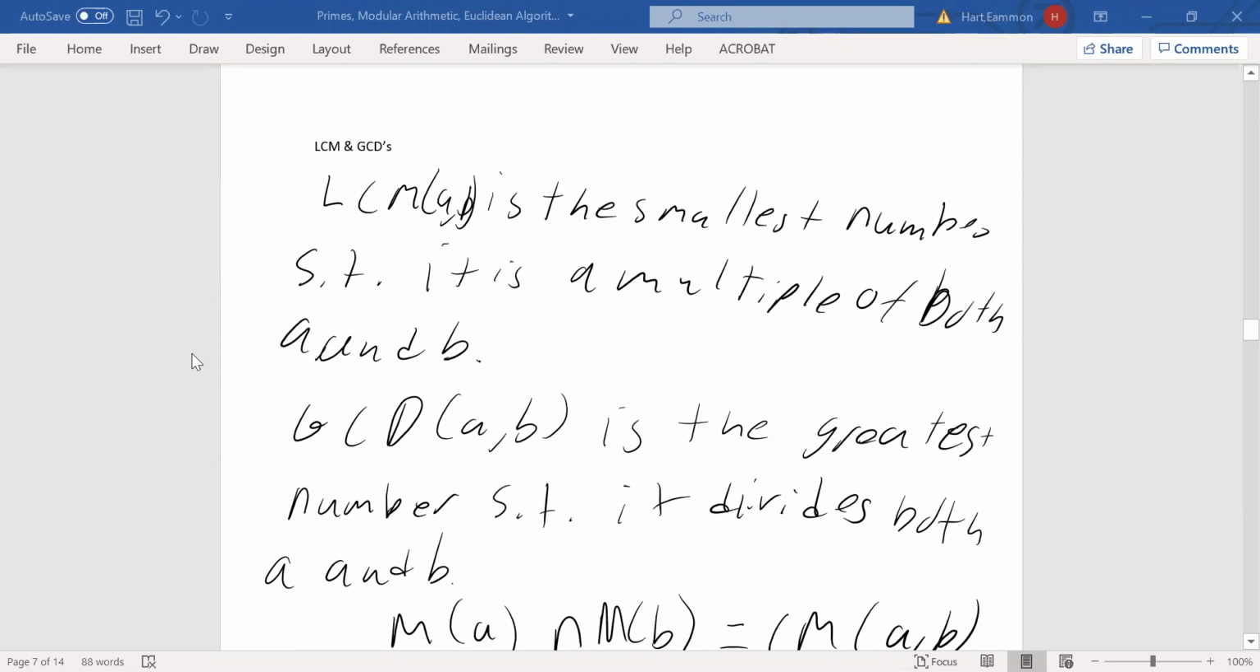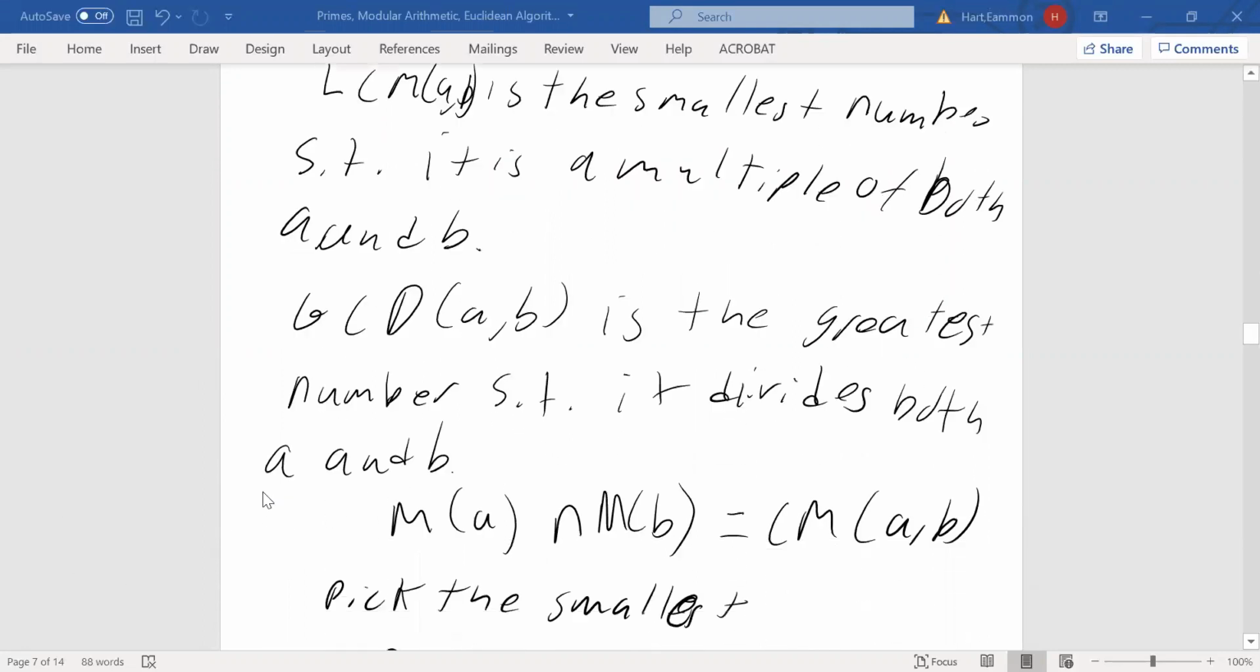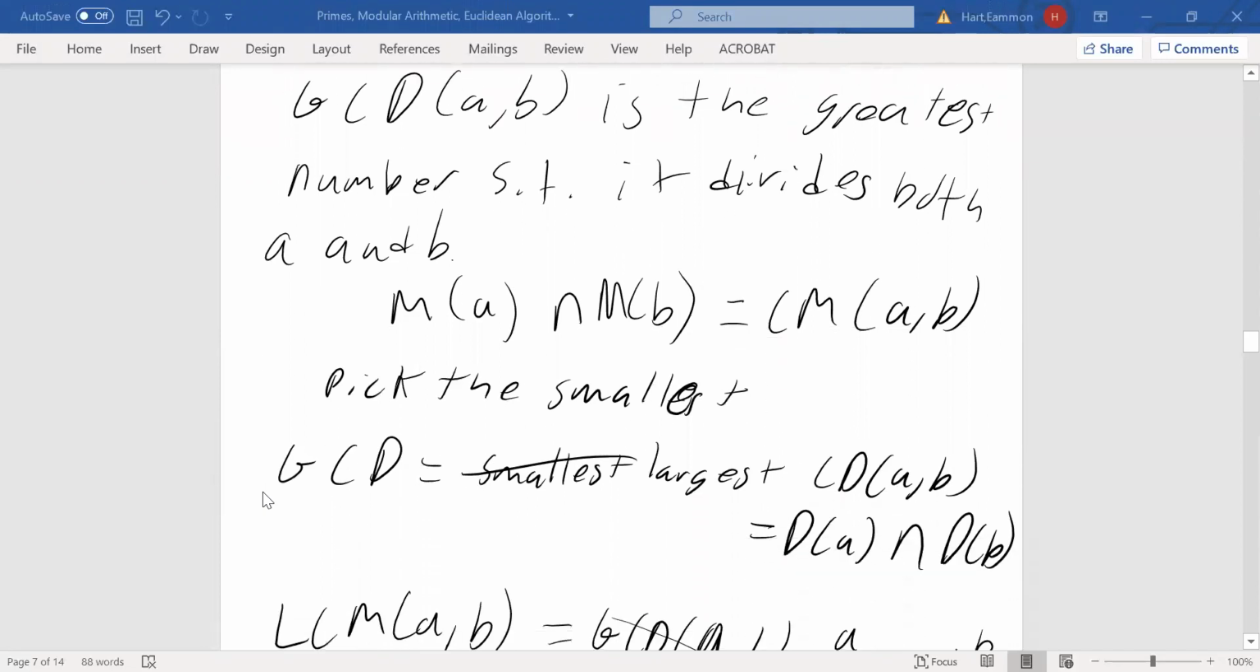So the least common multiple of A and B is going to be the smallest number such that it's a multiple of both A and B. The greatest common denominator is the greatest number such that it divides both A and B. So they're both just in the name there. A lot of the time you'll have people talk about the least common denominator in everyday life. That's always just one, not terribly interesting. The LCM and the GCD are what we actually care about, and I'll try to use it correctly.